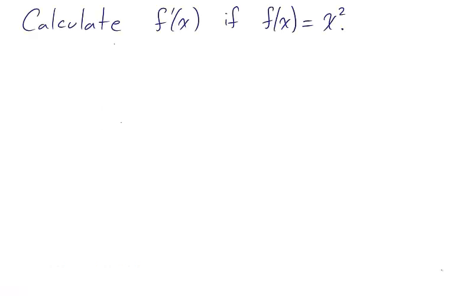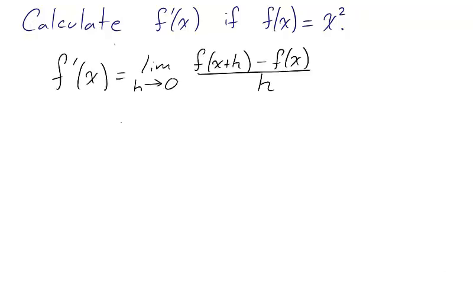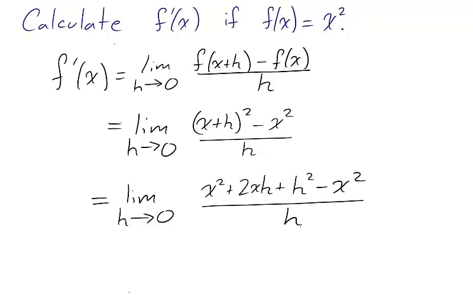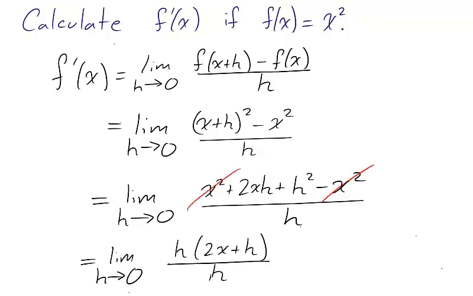Some derivatives are relatively easy to calculate using the limit definition of a derivative. Take the parabola x squared. We start with the limit definition of the derivative, replacing x plus h for x in x squared, expanding x plus h squared, and canceling x squared. We factor h from the numerator and cancel it. And we're left with a polynomial, so we can use direct substitution to find 2x.